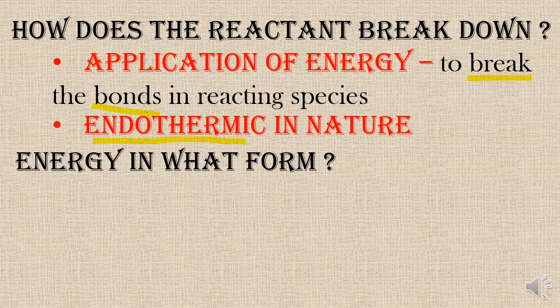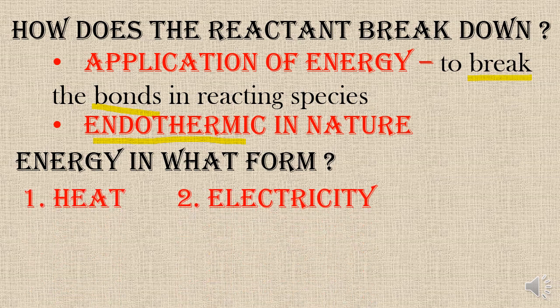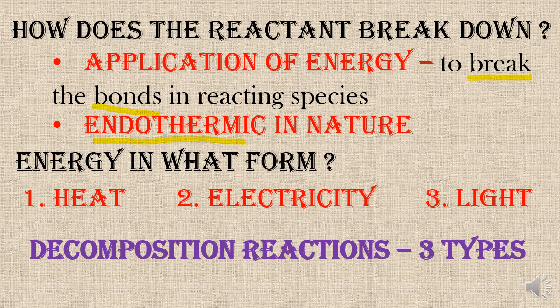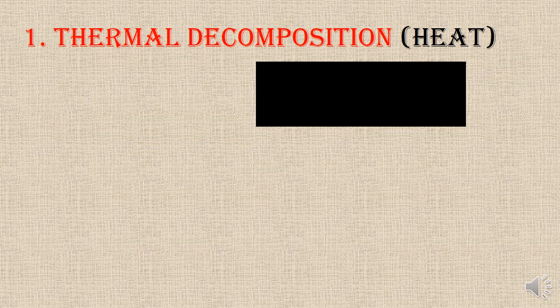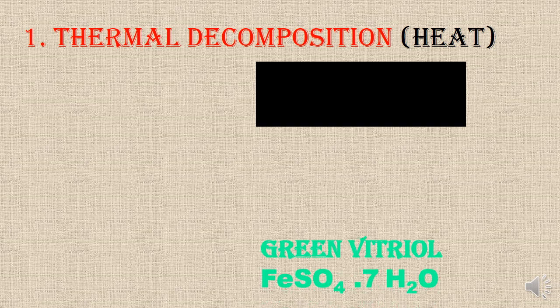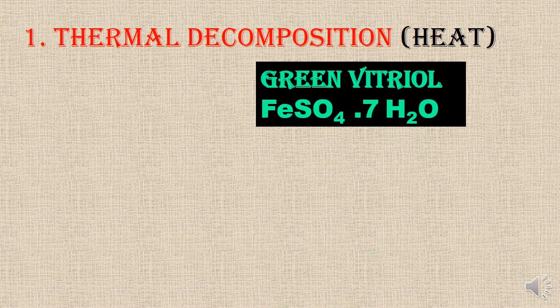The second question is, in what form is energy provided? In the form of heat or electricity or light. Depending upon the form of the energy provided, decomposition reactions are of three types. Number one, thermal decomposition. Here, energy is provided in the form of heat.